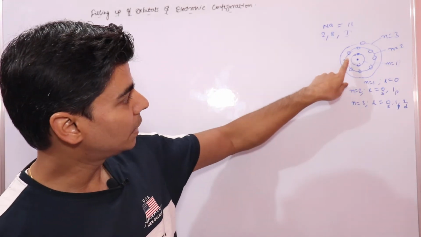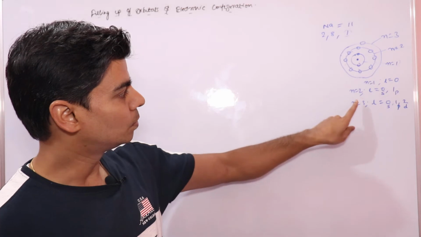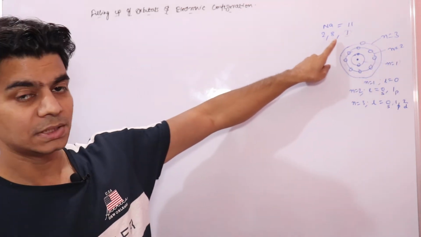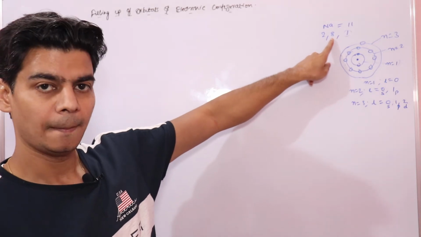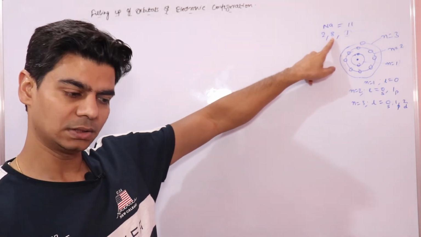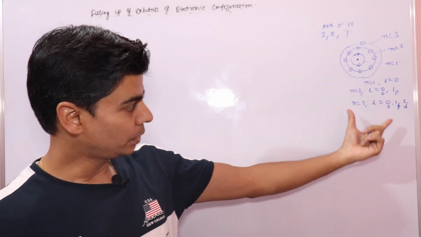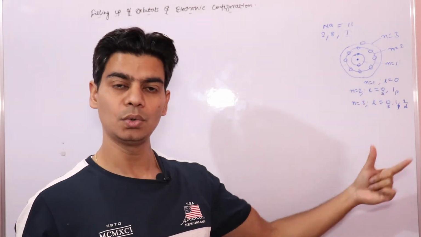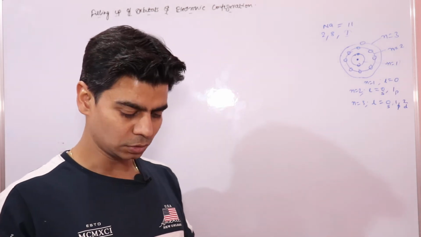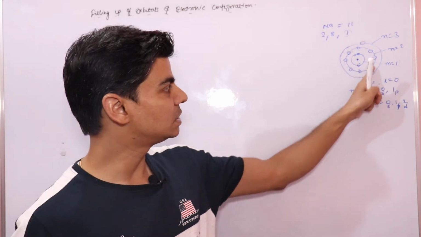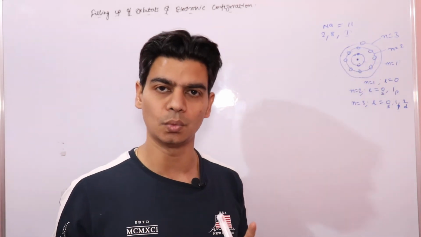Now if you look here at n equals 2, in the second shell we have 8 electrons. Now we know that this shell consists of orbitals such as s and p. Now we will look into how to fill up electrons into those orbitals which are present in this main shell n equals 2.